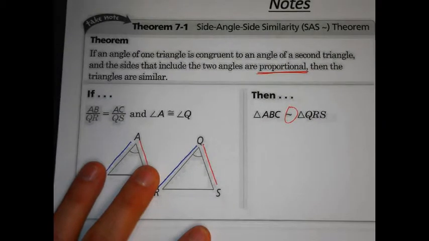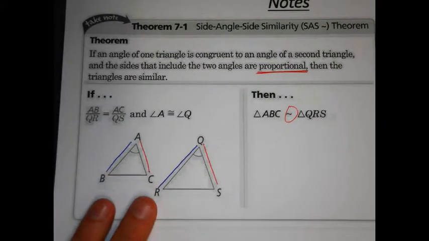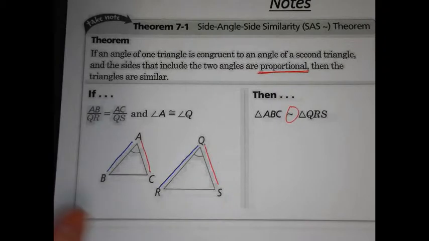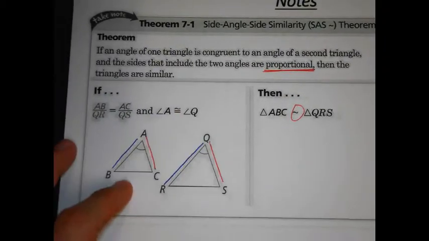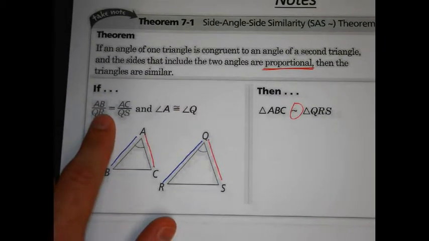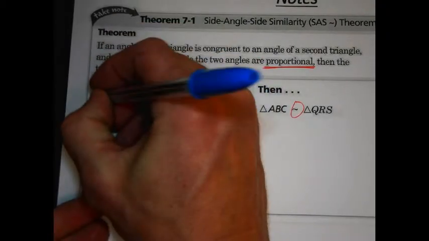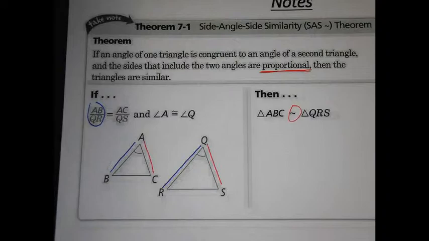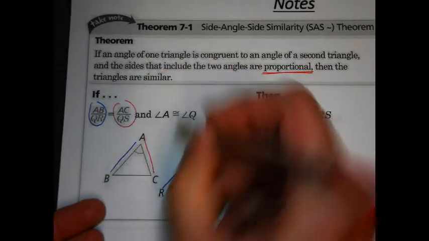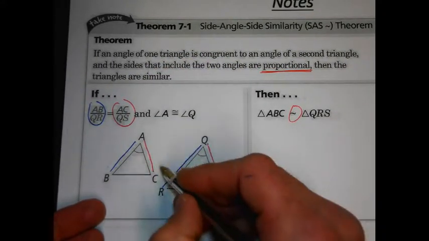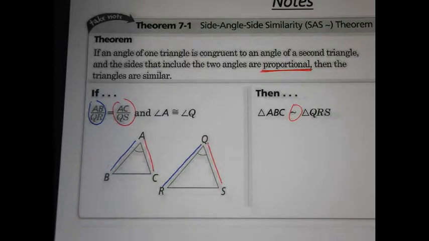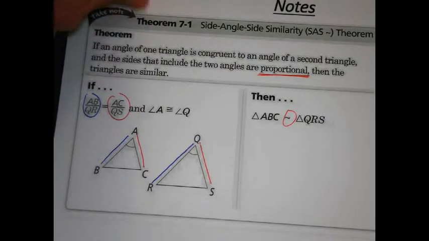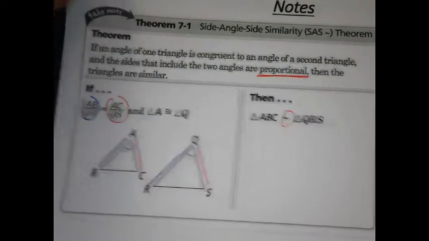So we have to talk about proportional for sides, which we know from previous lessons, and congruence for angles, which again we know from previous lessons. So we can establish a proportion: AB to QR is equal to AC to QS. That means they are proportional. So if we can establish proportionality and the included congruent angle, we have similar triangles. So that's an important note.